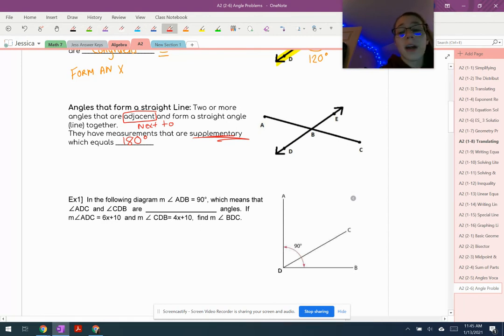So an example of that could be right here, angle DBA and angle ABE form that straight line that I'm going to highlight in yellow, DBE. And so keep in mind that if I add those two angles together, they will total 180. So if this one is 80 degrees, this one would have to be 100 to give us that 180 degree total.